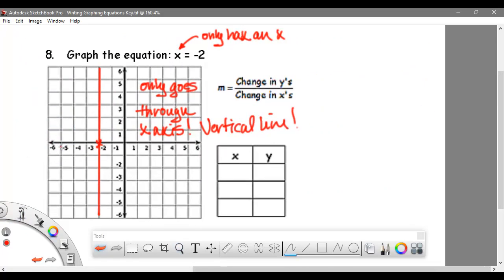Now if you look at number 8, it has x equals -2, so it can only go through the x-axis because it only has an x variable with it. So it has to go vertically. It's a vertical line and it passes through the x-axis. And again, you can't use the table to help you write this, and the slope on this, we haven't talked about it, so don't worry about the slope.